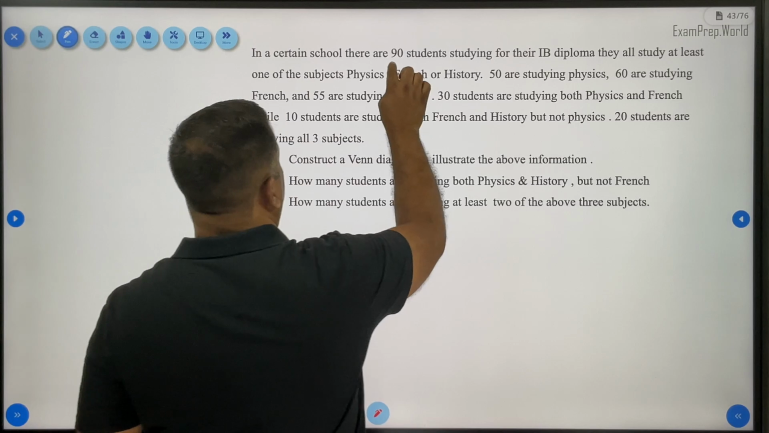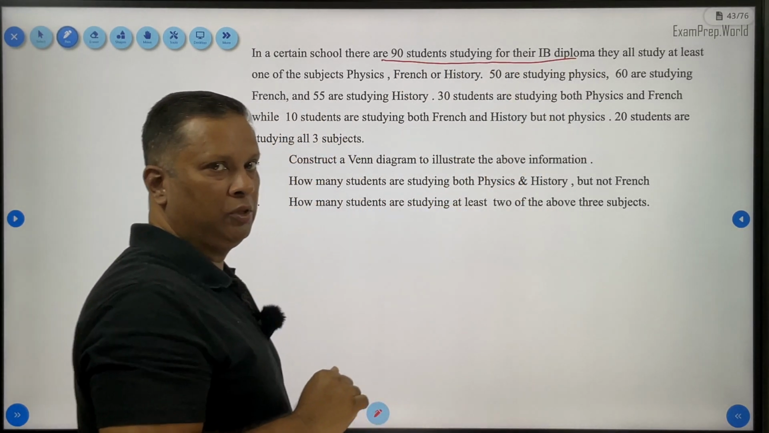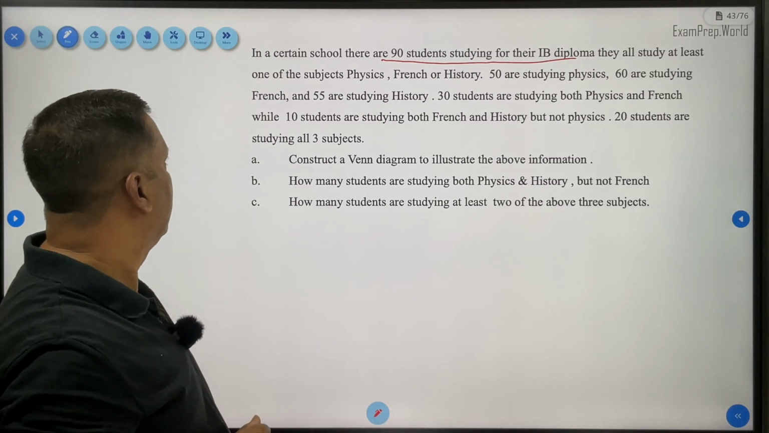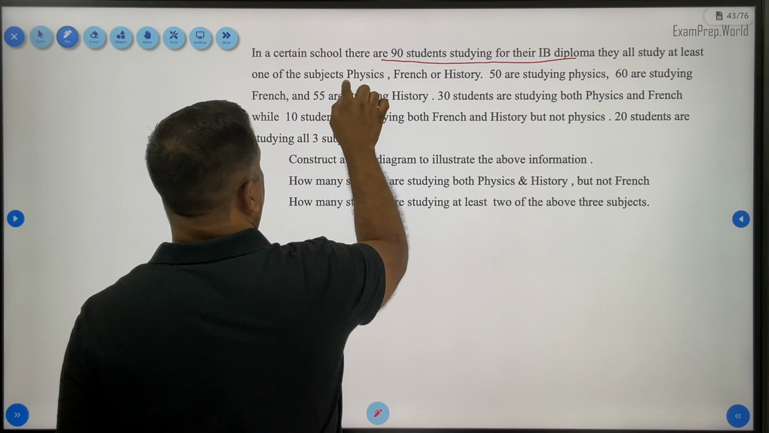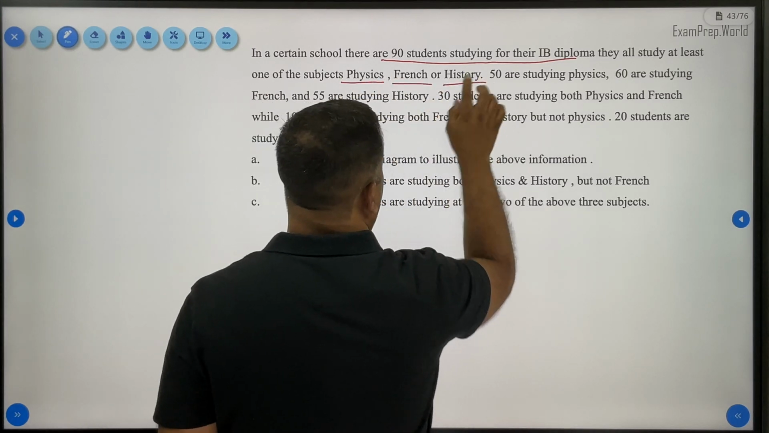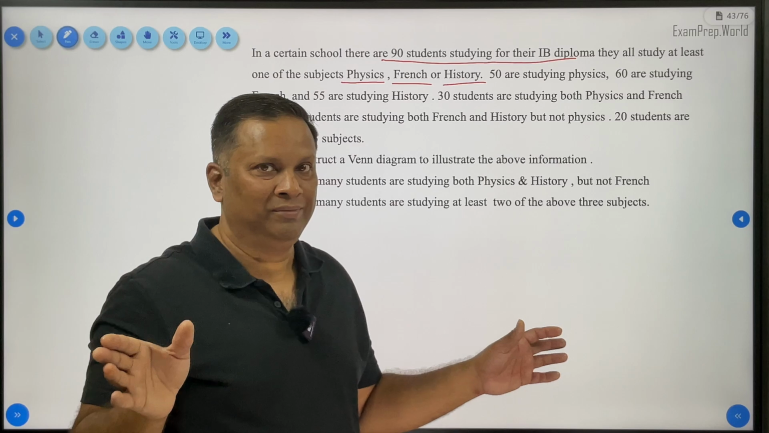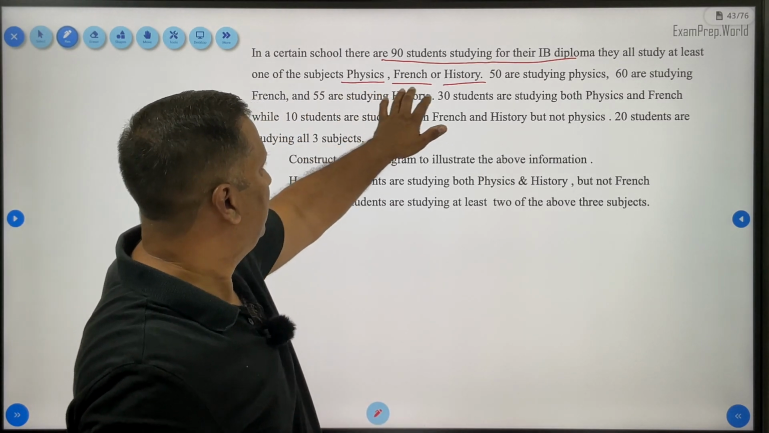So there is a school where 90 students are studying IB diploma. 90, very small school, must be somewhere in some rural area. They study at least one of the subjects, physics, French and history. Means everyone is studying at least one, so there is no one outside who is not studying anything.